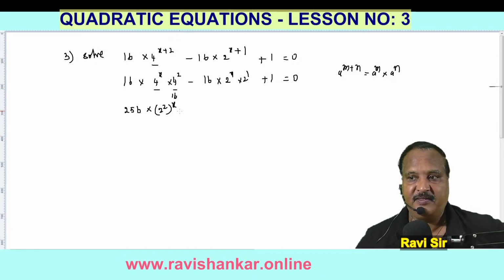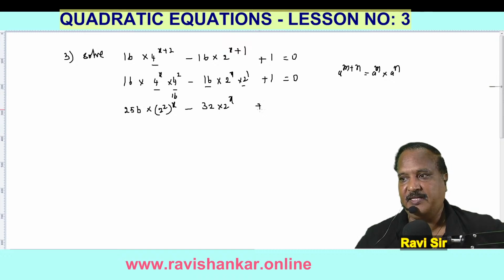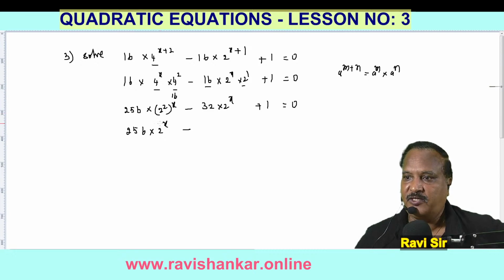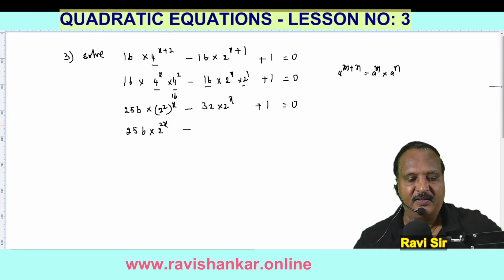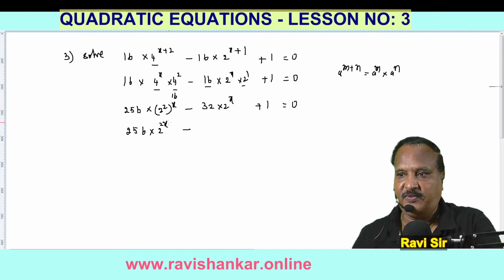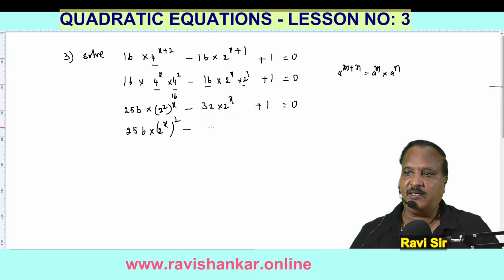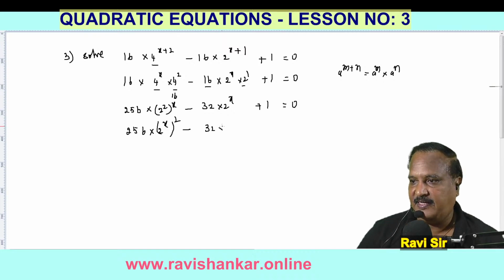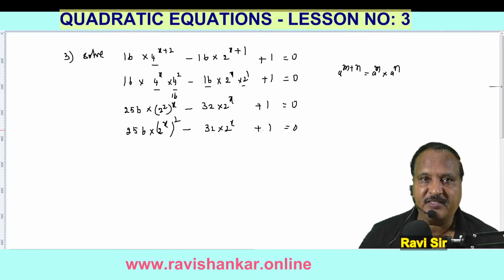So we have to simplify further. So 16 into 2, 32 into 2 to the power of x plus 1 is equal to 0. So now 256 into 2 to the power of 2x. Otherwise, what I will do, 2 to the power of x whole square I can write. The reason I will tell you. You can write both ways. That means 2 to the power of 2x also you can write.